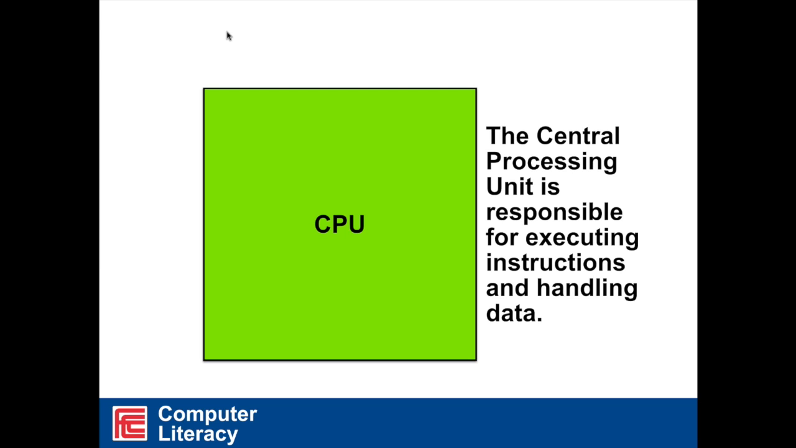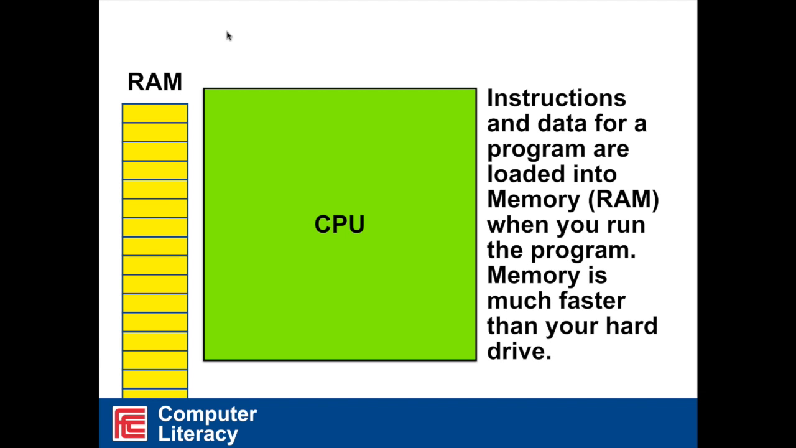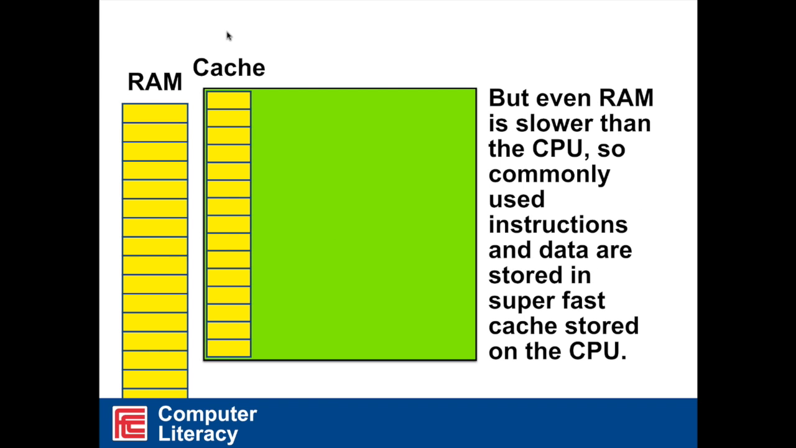Now, the way it does that is that it works with other bits of hardware in your system. We've already talked about RAM in the past. That's memory. Whenever you load an application or start an application, that application is moved from your hard drive into RAM so that it runs faster. RAM is much, much faster than your hard drive. However, RAM is still slow compared to the CPU. And so for commonly used instructions and data, we actually store that on the CPU itself in something called cache.